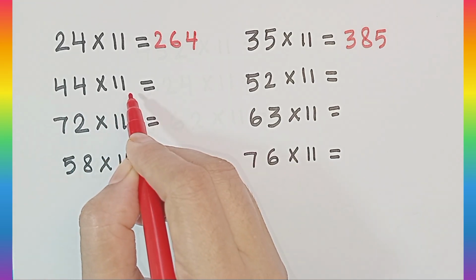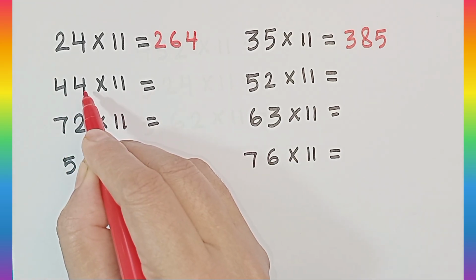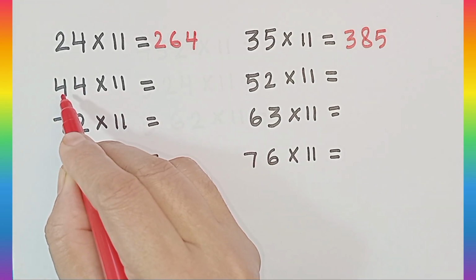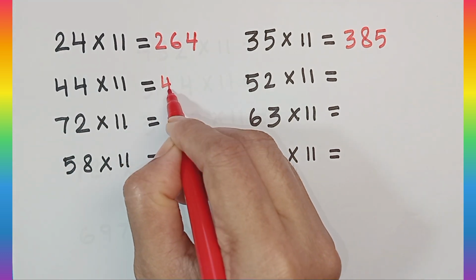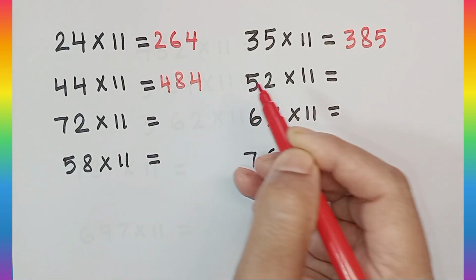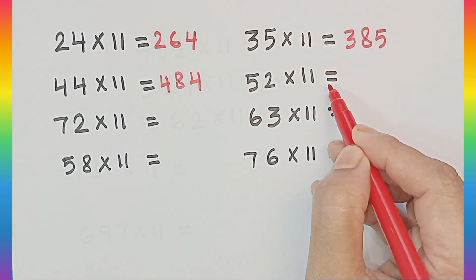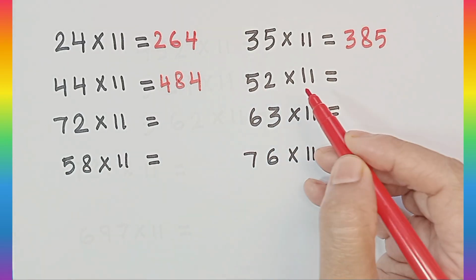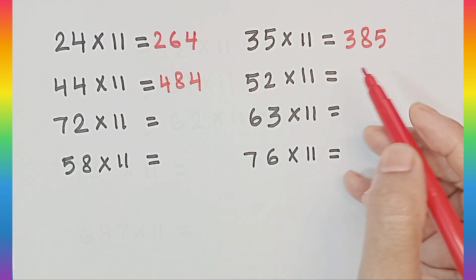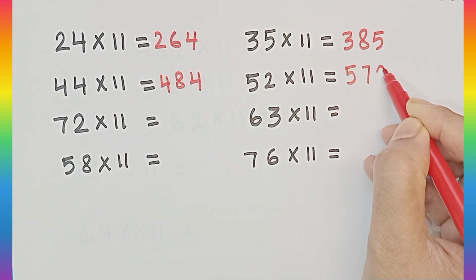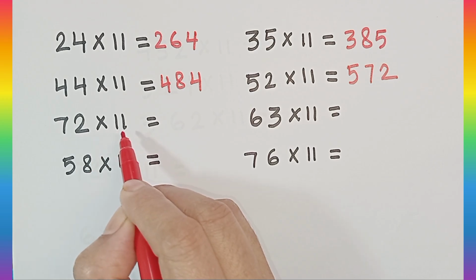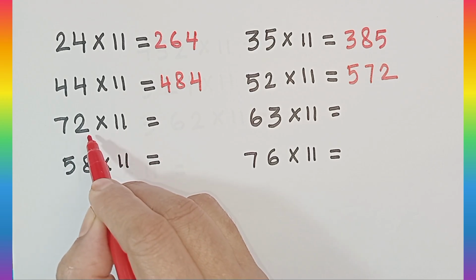44 into 11. Add 4 and 4, it will be 8, and place 8 between 4 and 4. Then the final answer will be 484. 52 into 11. Add 5 and 2, it will be 7. Place 7 between 5 and 2. Then the answer will be 572.